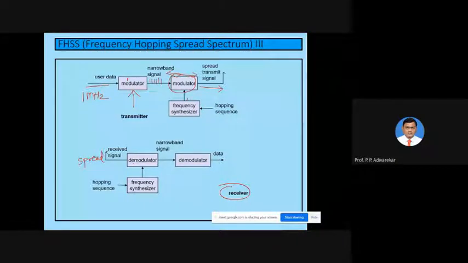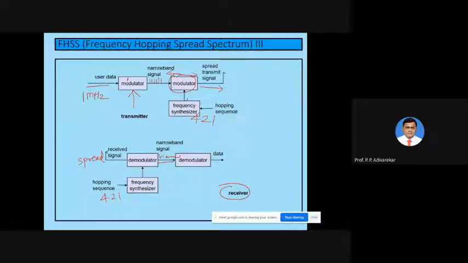If the pattern followed here was, suppose, 4 to 1, then the same pattern will be used here for the hopping sequence, 4 to 1. So the hopping sequence will remain the same. So what will happen here, it will despread the particular signal, whatever it is, we will despread it, and here you will get the narrow band signal.